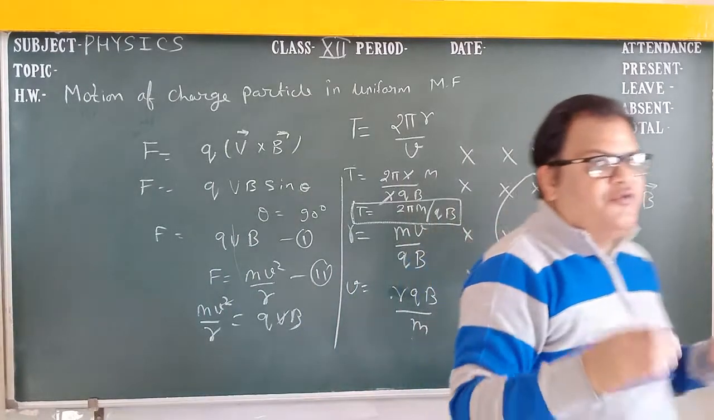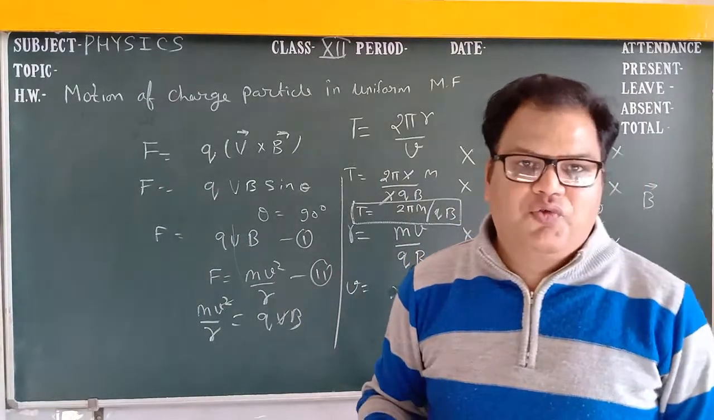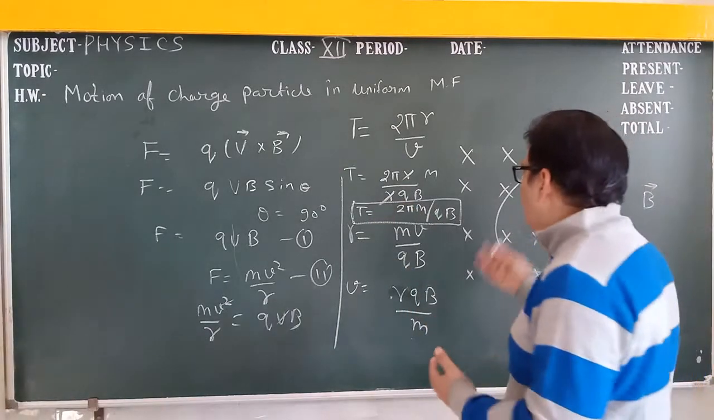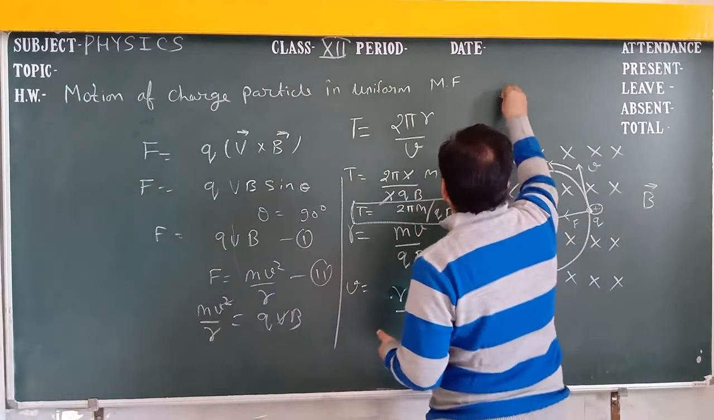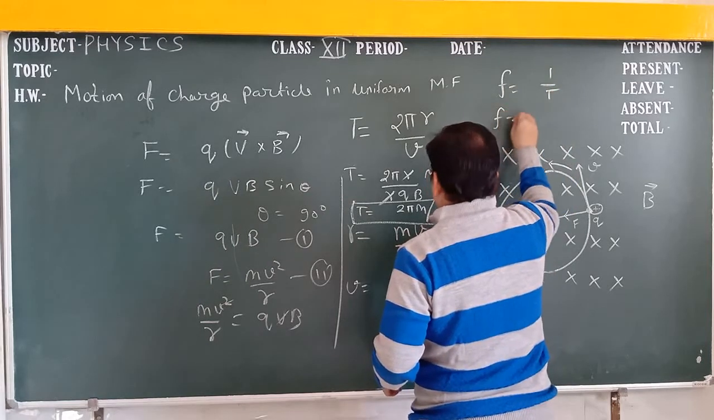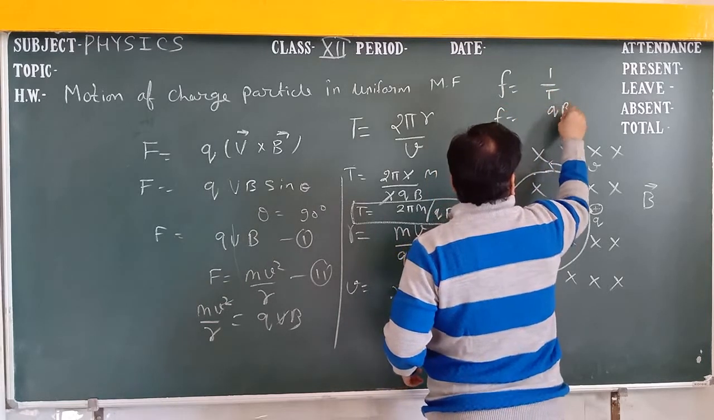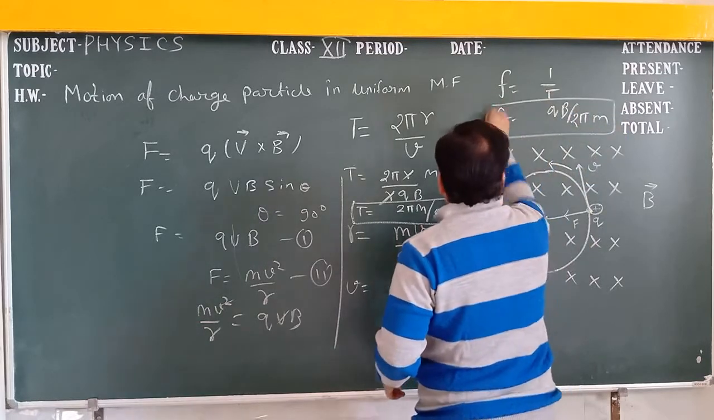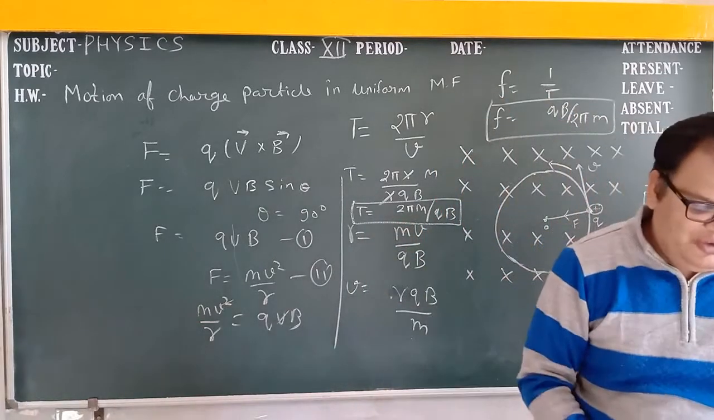Now student, suppose we have to find the frequency. The frequency f equal to 1 upon the time period, that is f equal to Q B upon 2 pi m. In this way we can find the frequency.